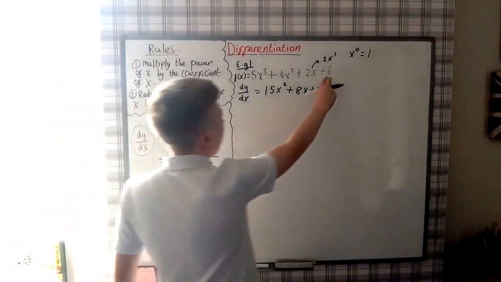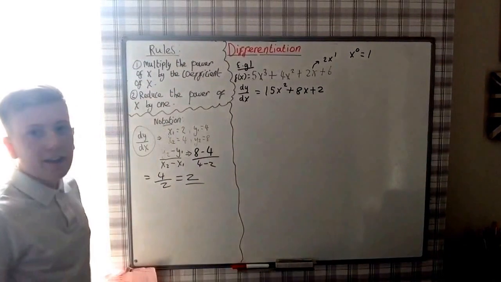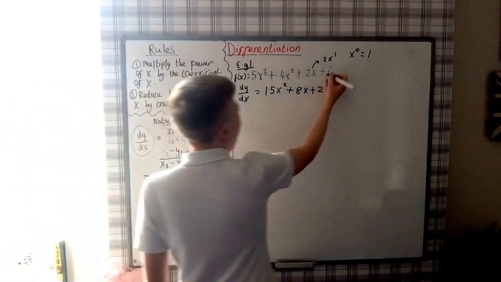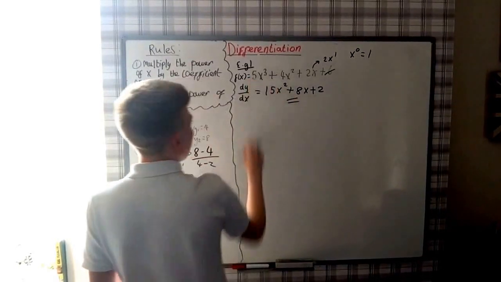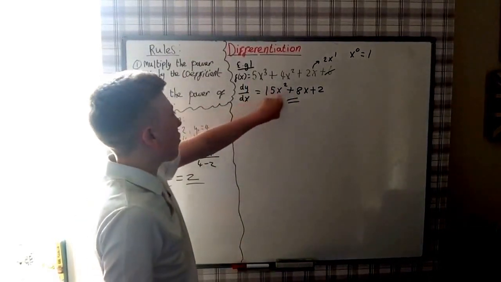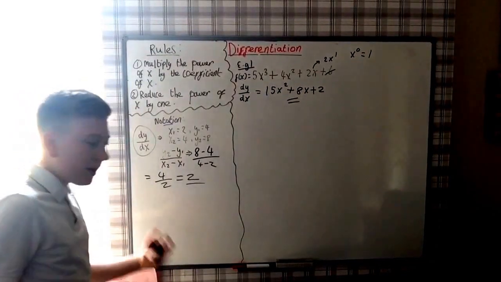Now if we look at the 6 on the end, this can't be differentiated, okay, because there's no x after it, so we simply cross that out and this becomes our differentiated form of the original function. So that's the answer, guys, 15x squared plus 8x plus 2. That's all differentiation is. That's the basics of it.